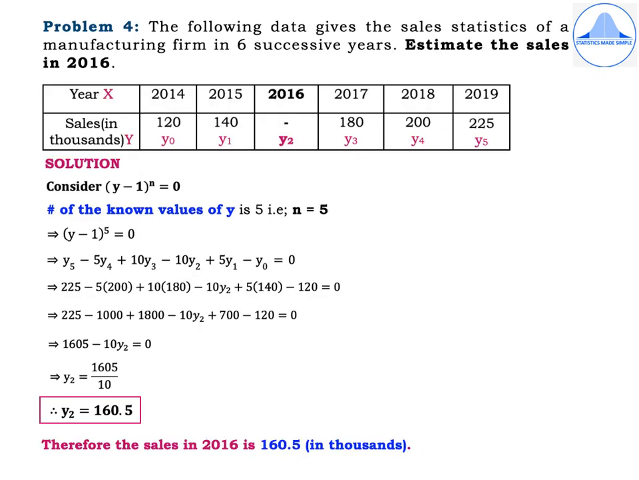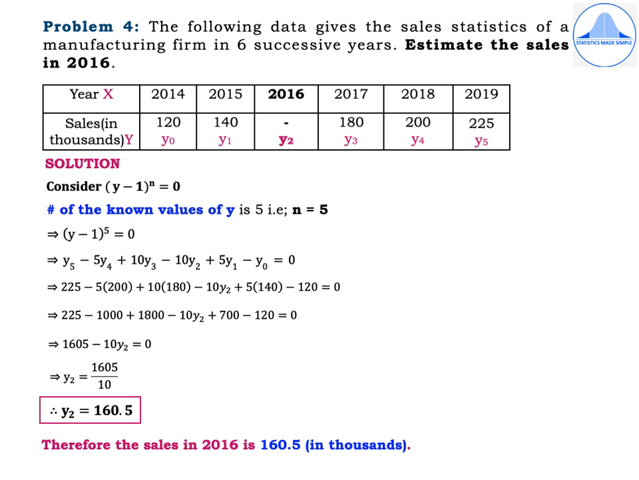Problem 4. The following data gives the sales statistics of a manufacturing firm in 6 successive years. Estimate the sales in 2016. Years are 2014, 2015, 2016, 2017, 2018, 2019. Sales in thousands are 120, 140, then you have the missing value blank, 180, 200, 225. Mark year as capital X and sales in thousands as Y.